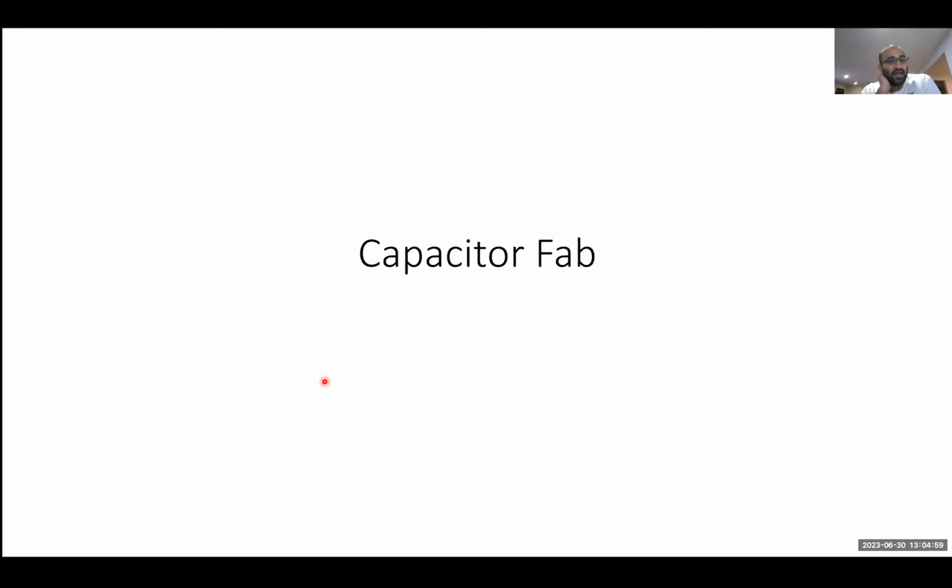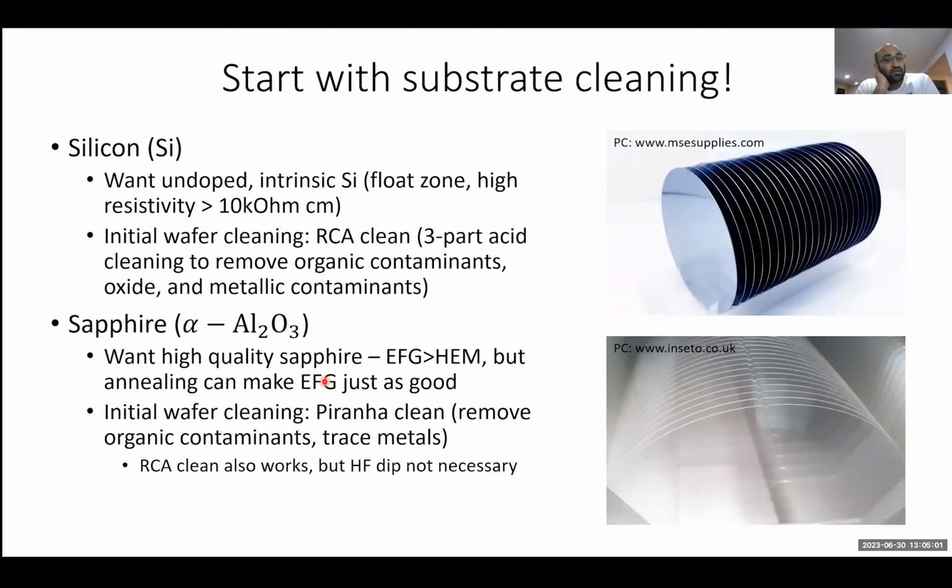Okay, so let's start with the capacitor fab. The first step to any fab is choosing the right substrate and doing the right cleaning. In the field, both silicon and sapphire are widely used, so you can use whatever is available to you. At Yale, for example, we use sapphire, but we're also looking into exploring silicon further. For silicon, the type of silicon that you want is undoped intrinsic silicon with a high resistivity.